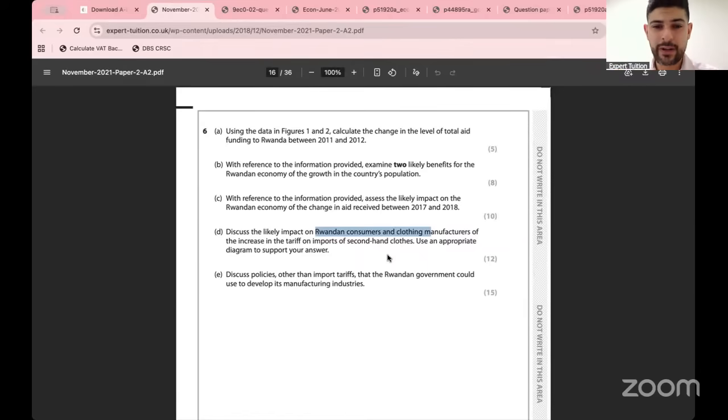The very easy thing to talk about for consumers is the tariff diagram. Consumer surplus goes down by A, B, C, D. Oh my God, disaster, right? That's easy. What's the evaluation? And this is your get out of jail free card.